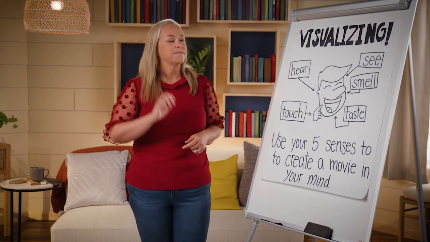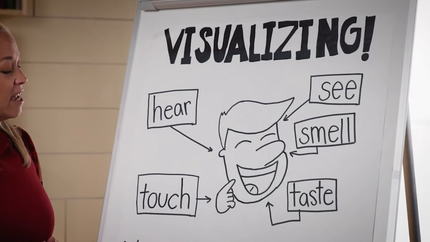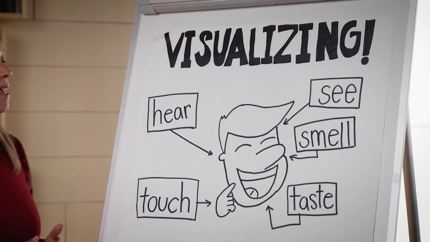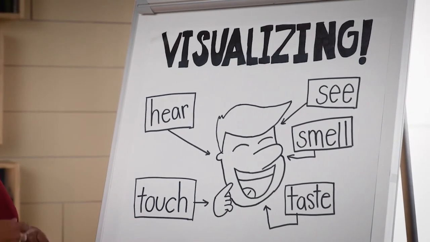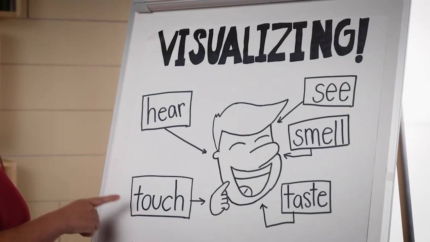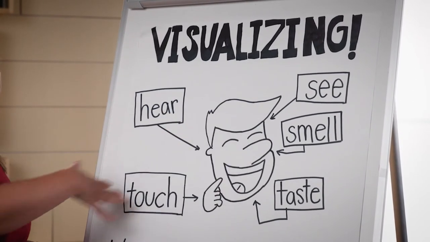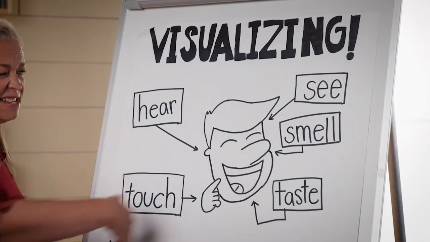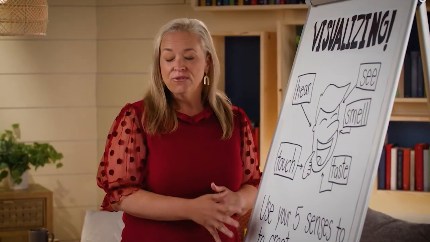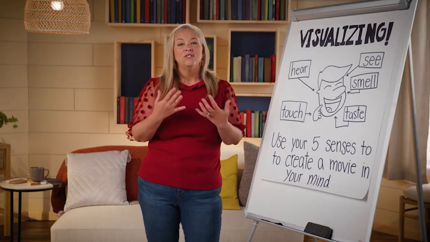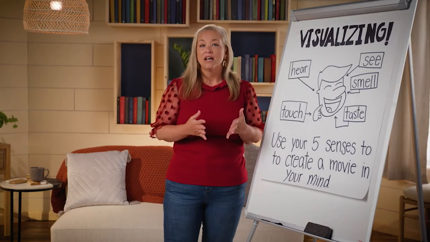Kind of like this. So we have this little guy here, and he is going to be reading a story. As he's reading that story, he's going to be thinking about what he's hearing, what he can touch or feel, what he can see and smell, and if he's eating something, what he can taste. So you're going to use those five senses to create that movie in your mind. I can use those senses to visualize a story.